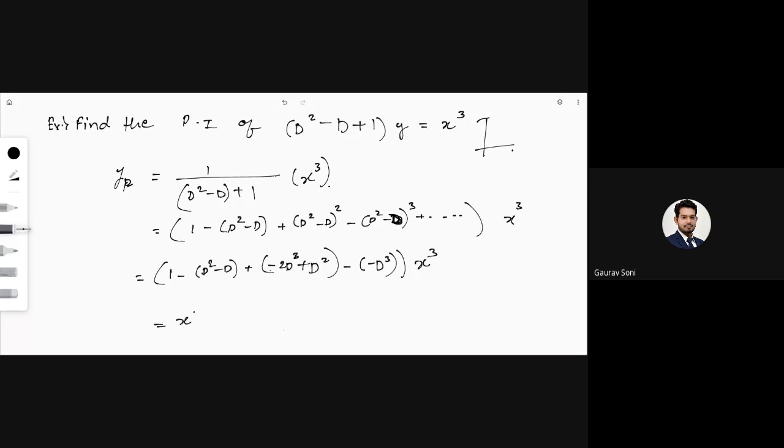So just open the bracket. So that is x cube minus, second derivative will be 6x plus 3x square, then minus, third derivative is 6, plus 6x, plus third derivative is 6, plus 6 minus 6 plus 6x minus 6x, x cube plus 3x square. That is the final answer.